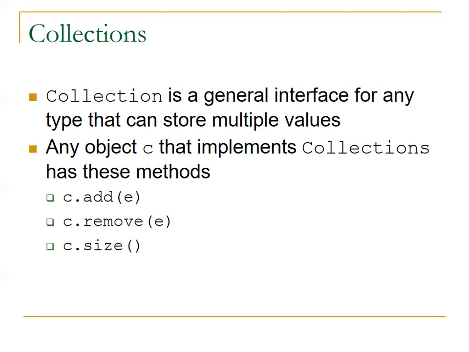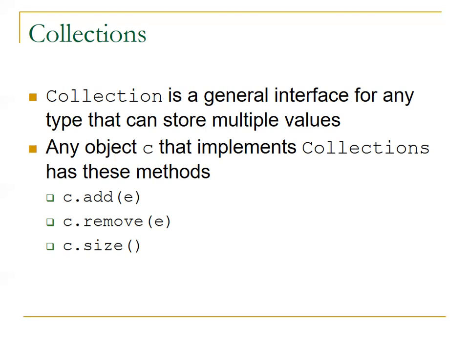Any object C that implements a collection has three methods. Basically, we have to implement this collection interface. It means that, let us say my class name is ABC. Then I have to write class ABC implements Collection. And let us say C is the object of class ABC, defined as ABC C = new ABC.